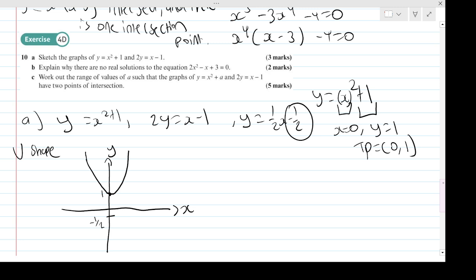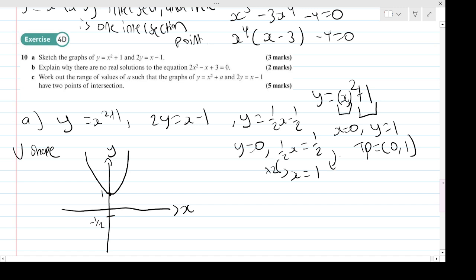Okay, but then I need another point. Well, let's find where it is on the x-axis then. That's the root of it, right? When it crosses the x-axis, which is when y is 0. So if y is 0, then a half x is equal to a half, if I rearrange this equation. Then if I times by 2 to both sides, half times 2 is just 2 over 2, which is 1. So actually, it crosses the x-axis at 1.